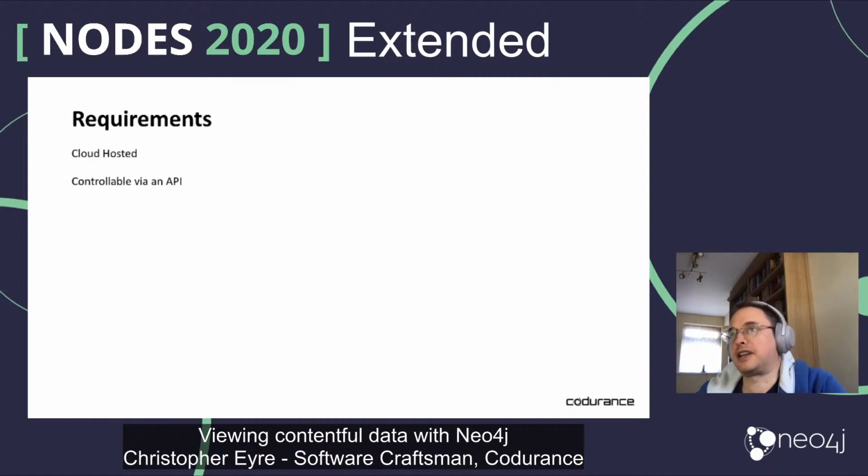One of our requirements was that we didn't want to have any infrastructure in the office. So everything had to be cloud hosted, and we wanted to be able to configure it completely via an API.